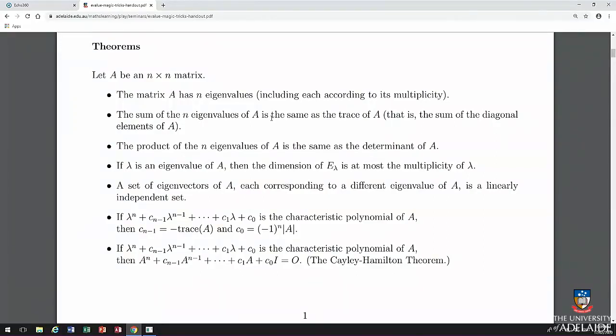And if you sub a matrix into its own characteristic polynomial, like treat the lambda as a matrix and the constant as the constant times I, then you'll get the 0 matrix, which is one of my favorite theorems.